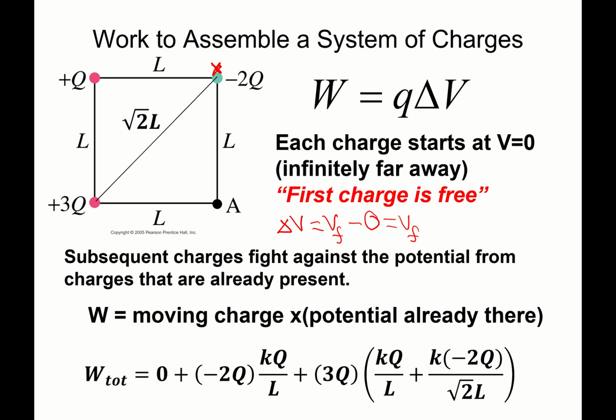When I move in the 3Q charge, the term out in front is the charge that I move, 3Q. And then I'm going to have the potential from charge 1 at position 3 plus the potential from charge 2 at position 3. So it's going to be K times the charge that's causing the potential, divided by the distance between that charge and the one that I'm moving in.